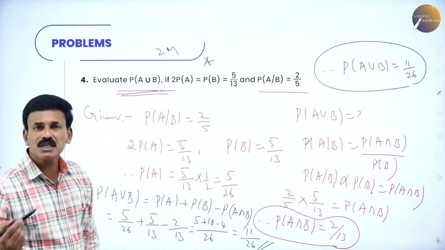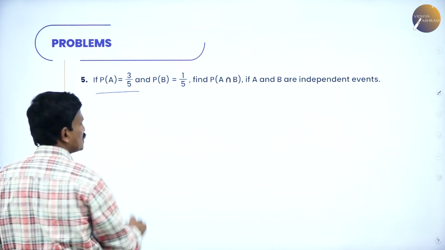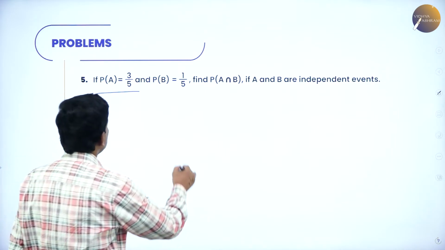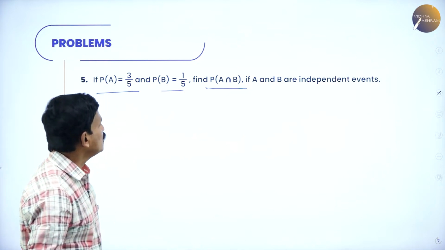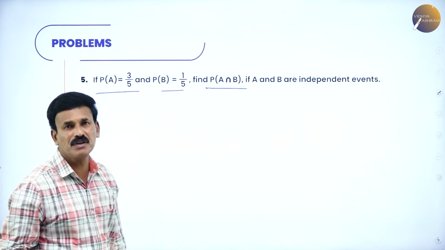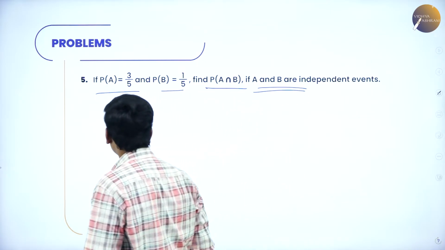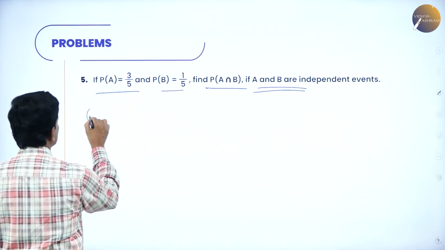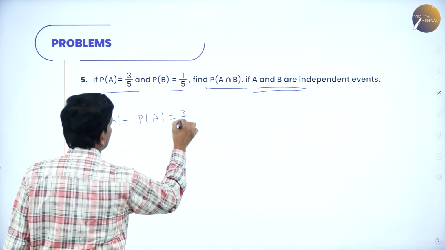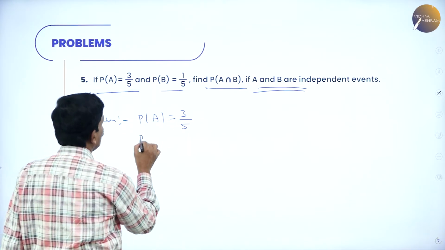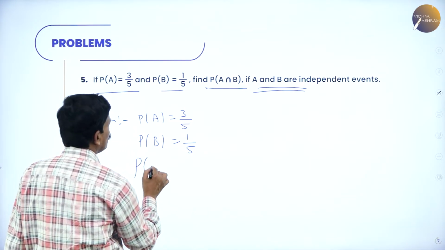Now, let us come to the next problem. Now, same type of problem. What is given: if P of A is 3 by 5 and P of B is 1 by 5, find A intersection B if A and B are independent events. So, if A and B are independent events, find probability of A intersection B. Now, what is given? Given that the probability of A is 3 by 5 and the probability of B is 1 over 5. Now, what is required to find?